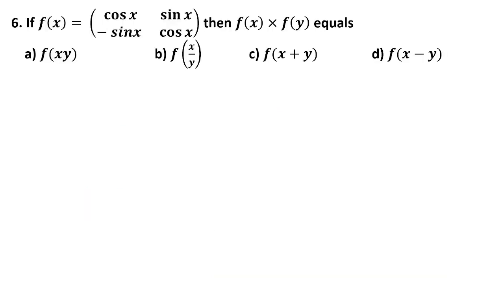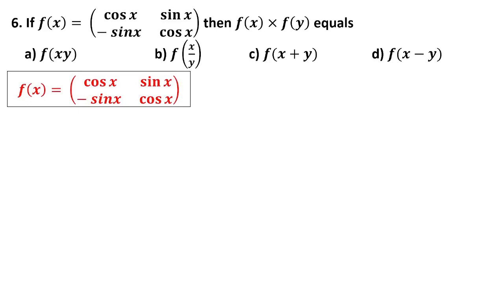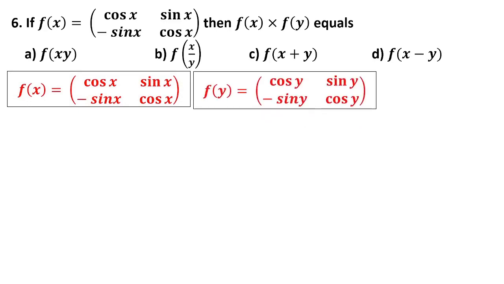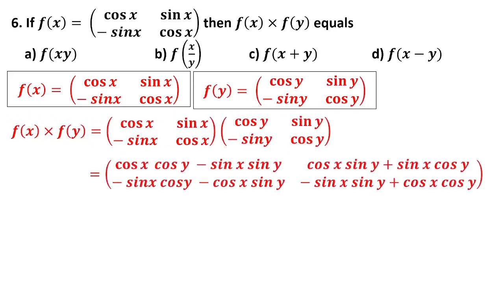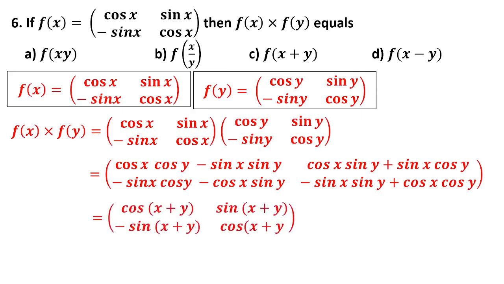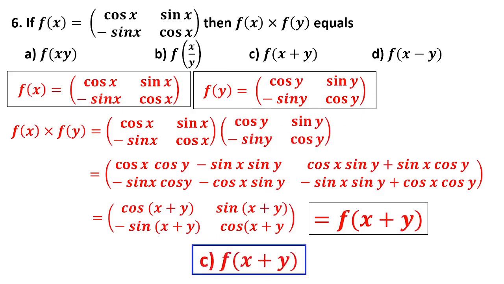If f of x is cos x sin x minus sin x cos x, then f of x into f of y. What is f of x? Cos x sin x minus sin x cos x. What is f of y? Similarly, cos y sin y minus sin y cos y. Let us multiply. We have to make use of the formula of cos x cos y minus sin x sin y. That will be cos x plus y. Similarly, cos x sin y plus sin x cos y is sin x plus y. Everywhere we are getting x plus y. Therefore, the function is f of x plus y. C is the correct answer.